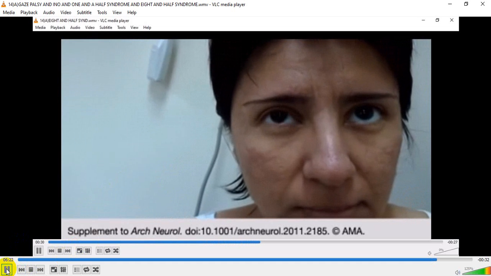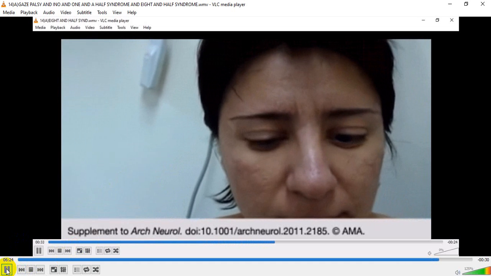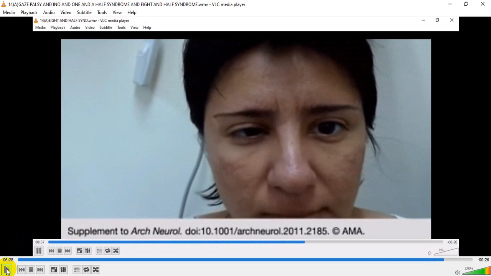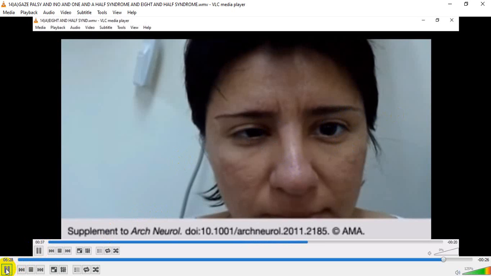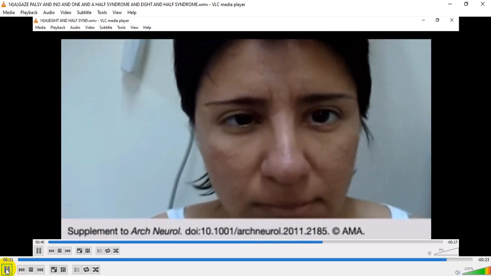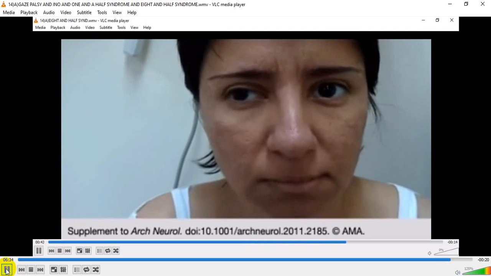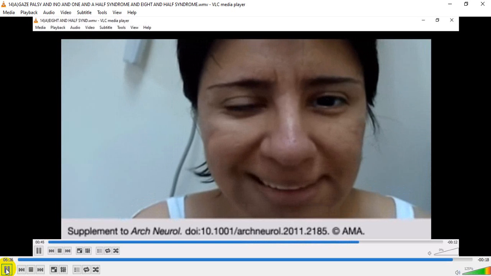See, upward gaze is possible. Downward gaze is possible. While moving to the left, you can see this eye is moving completely adducting, but this eye cannot abduct. Means there is a lateral rectus palsy on this side, what we call is the left side. See, this is again you can see nystagmus while looking to the right.